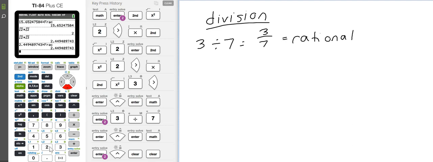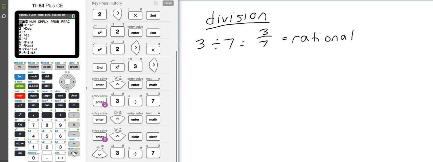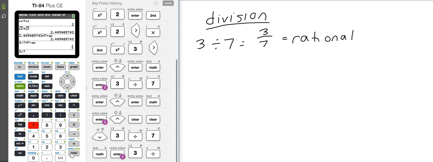Let's say you didn't know that and you want to test it on your calculator. You can type 3 divided by 7, math, frac, enter. And it's going to give you 3 over 7, which is a rational number because it's a fraction. What you do not want to do is 3 divided by 7, enter. Now this looks very irrational. We know that it's going to be rational because we just tested it out.